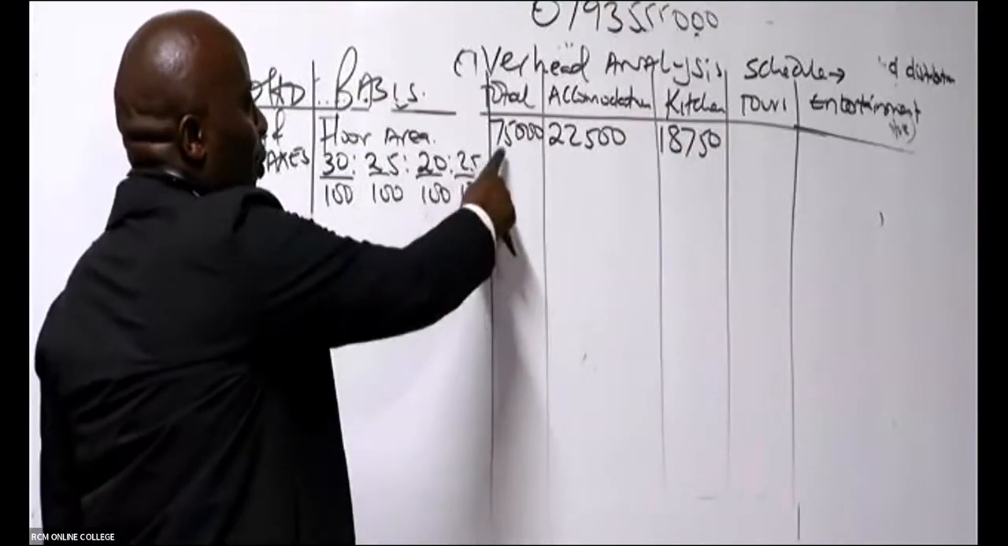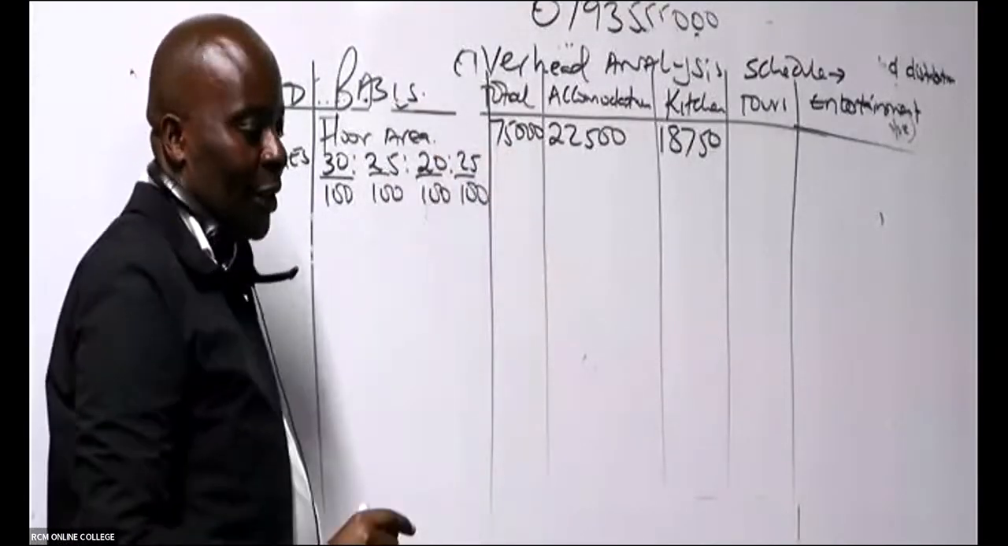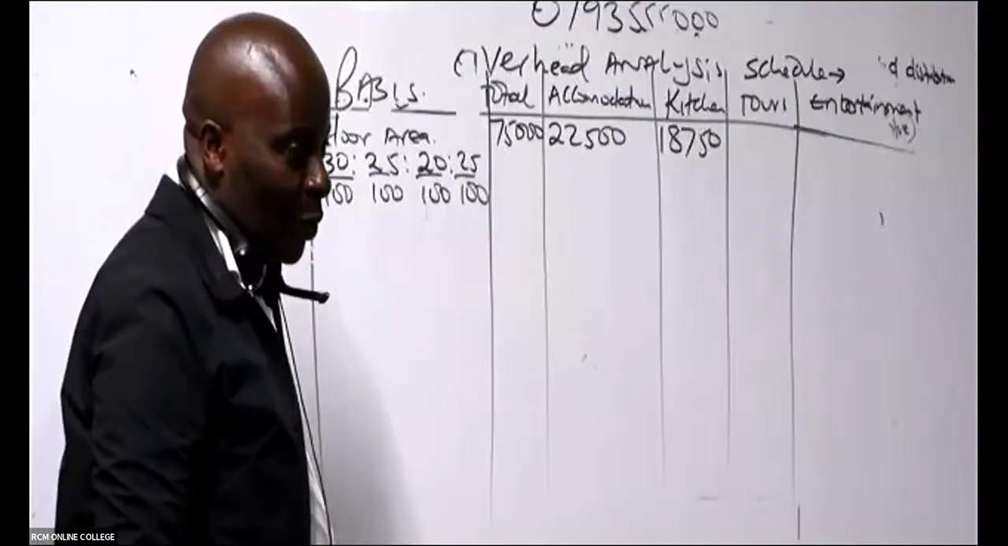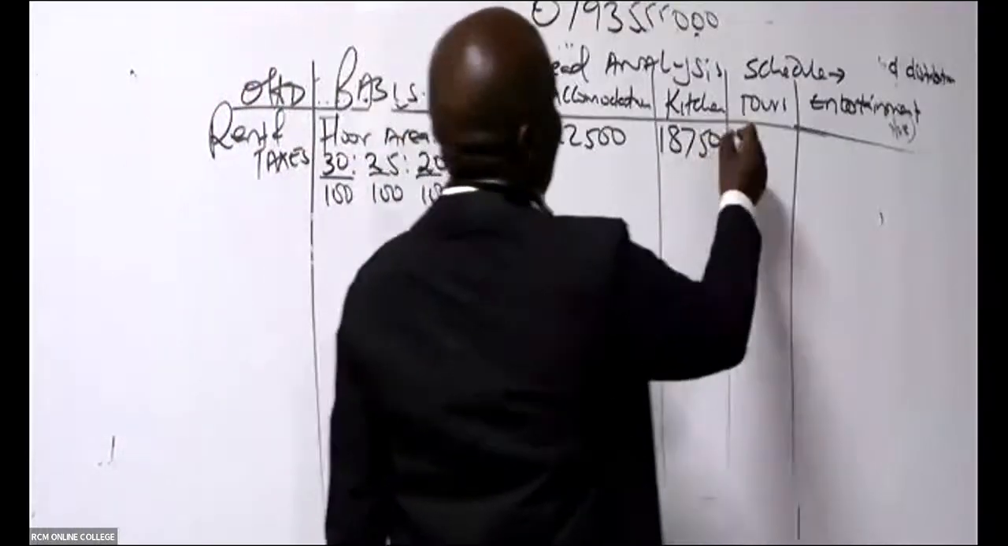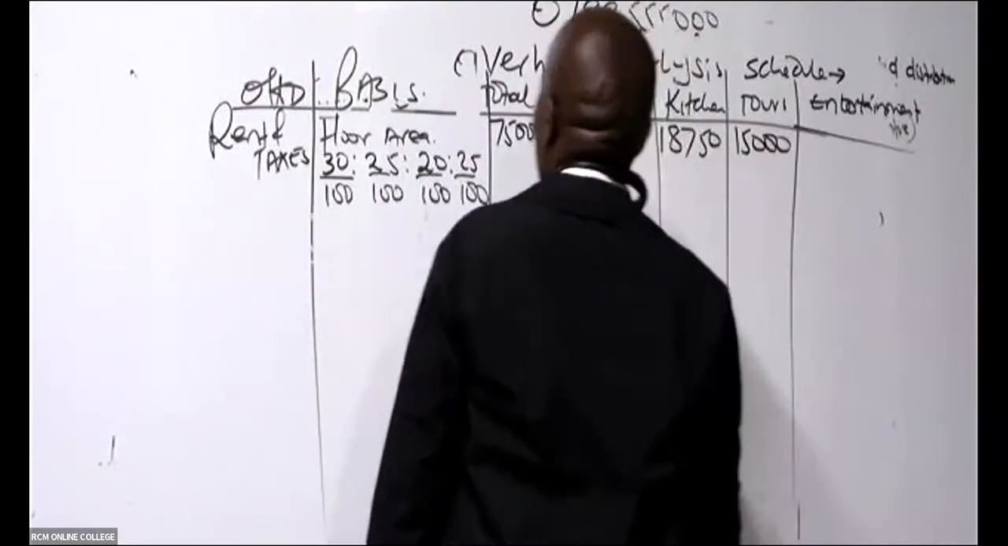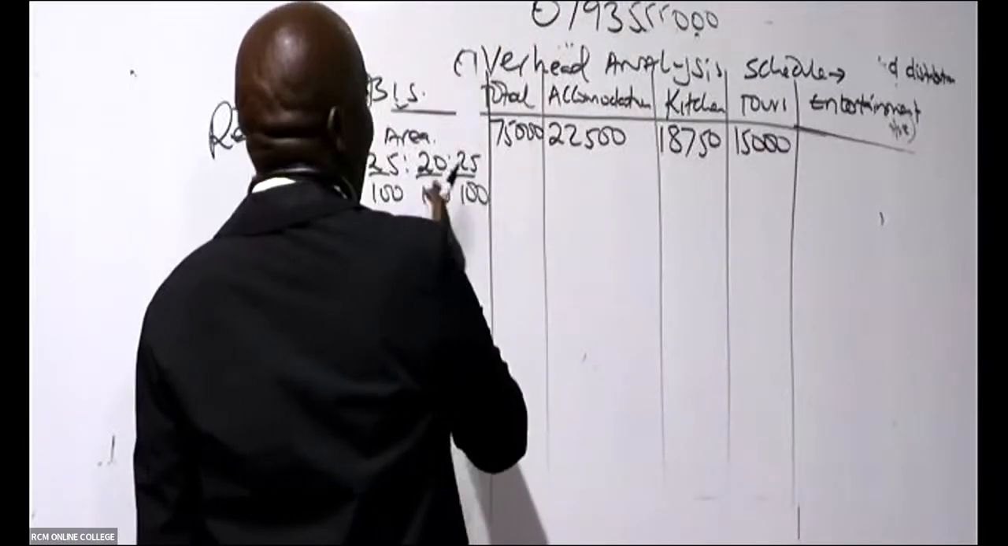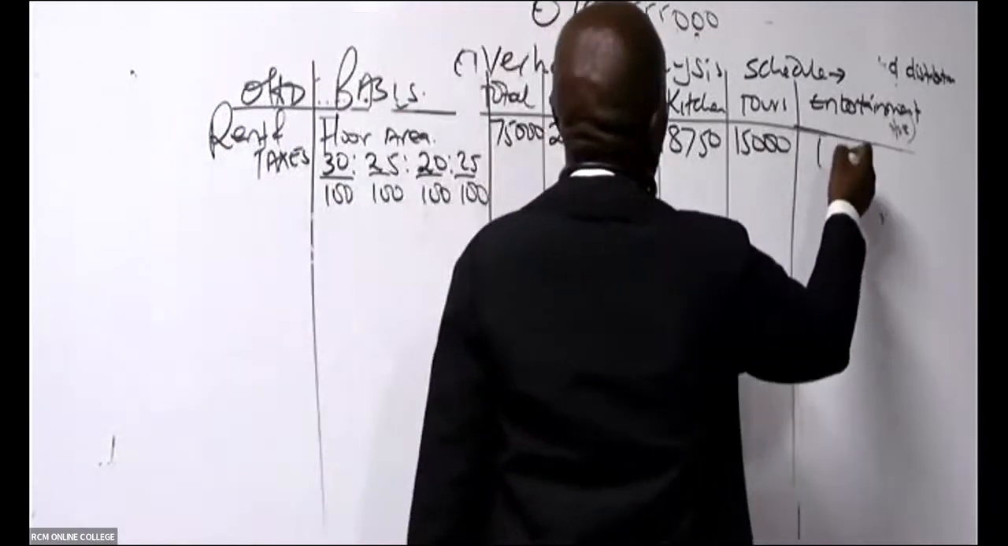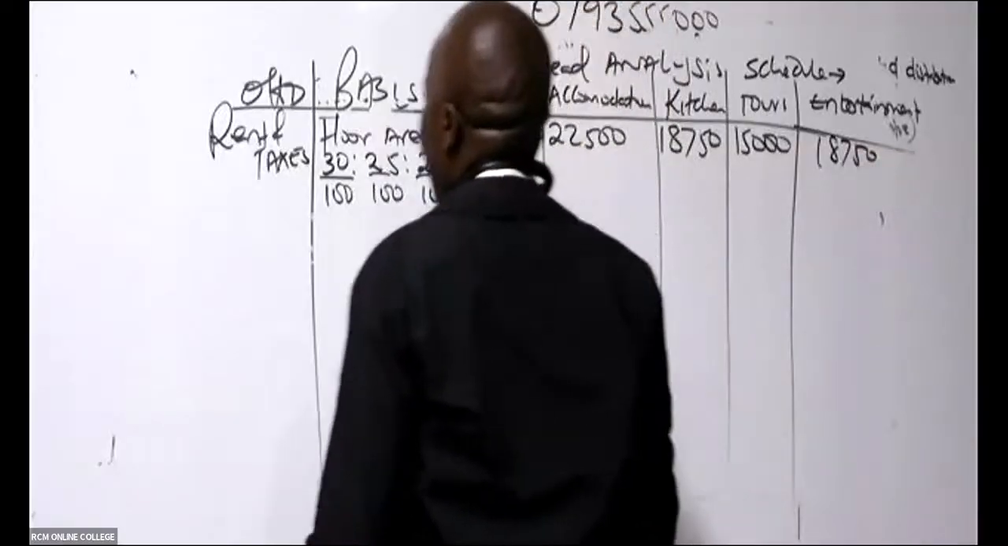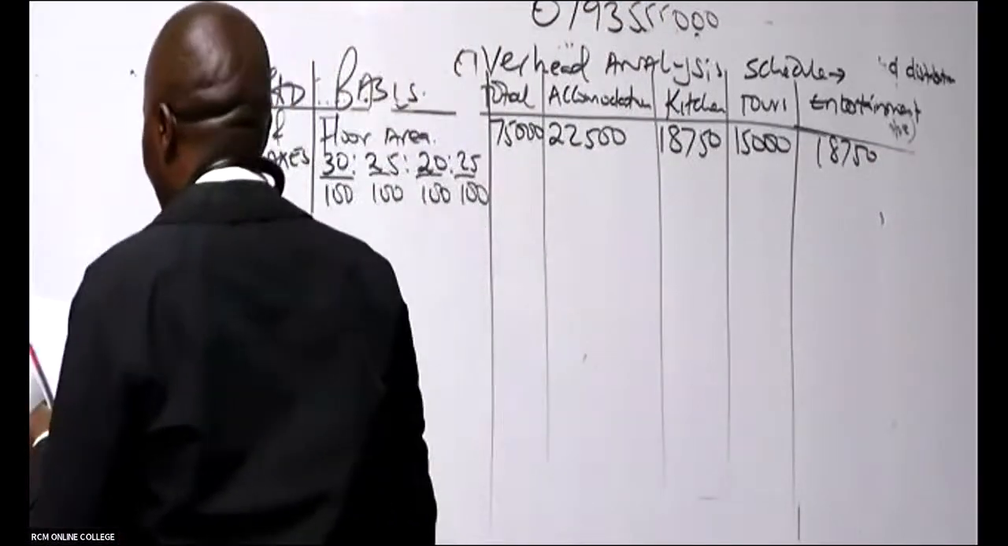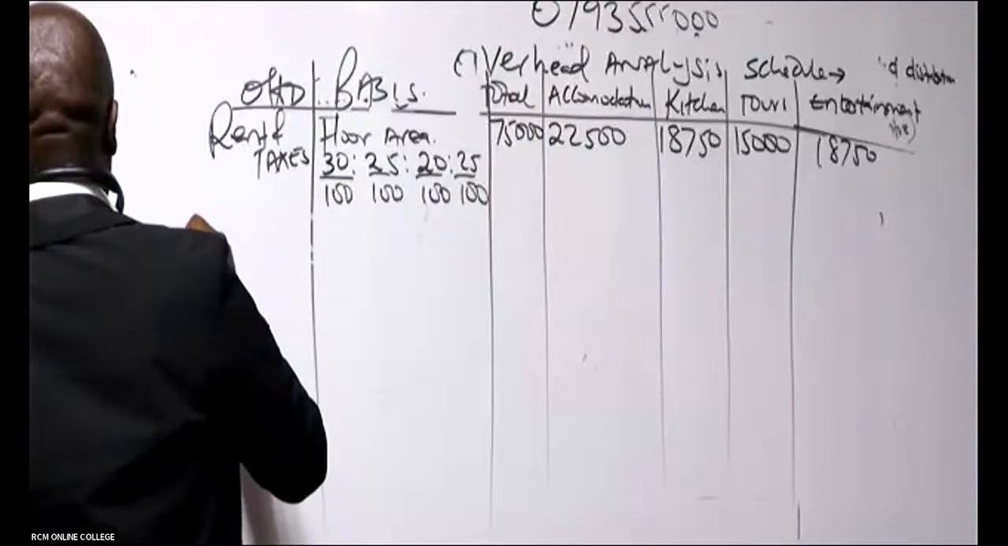20 over 100, we are apportioning the 75,000. 15,000. How about 25? 18,750. Then we take the next overhead item, which is called general lighting.